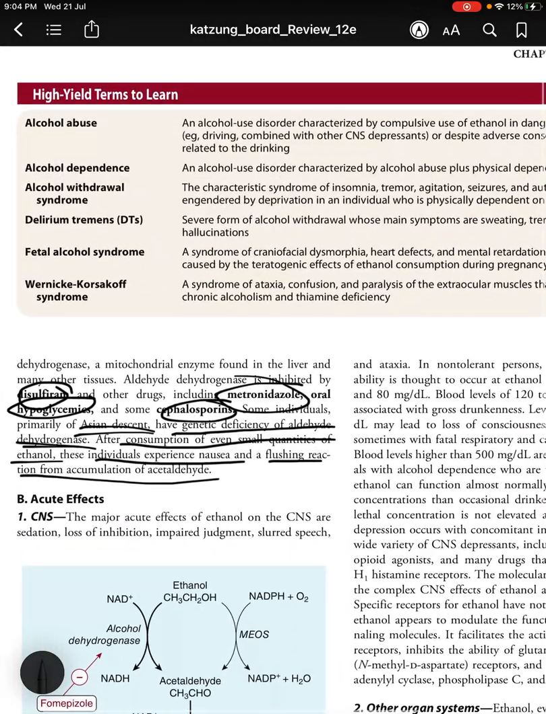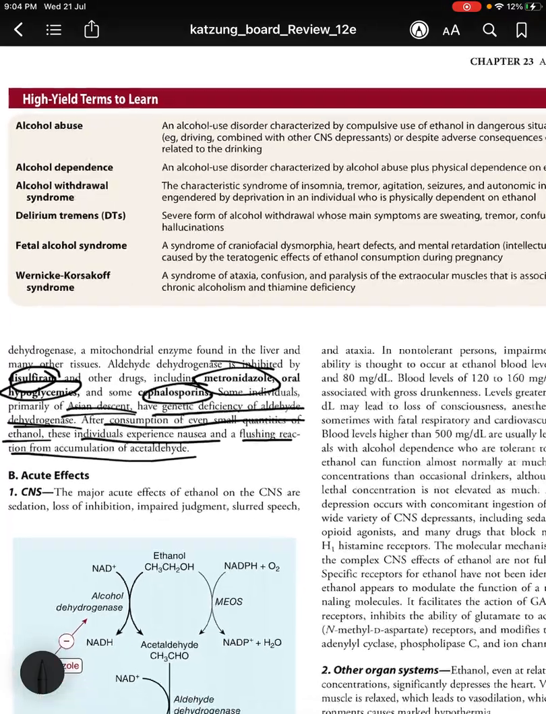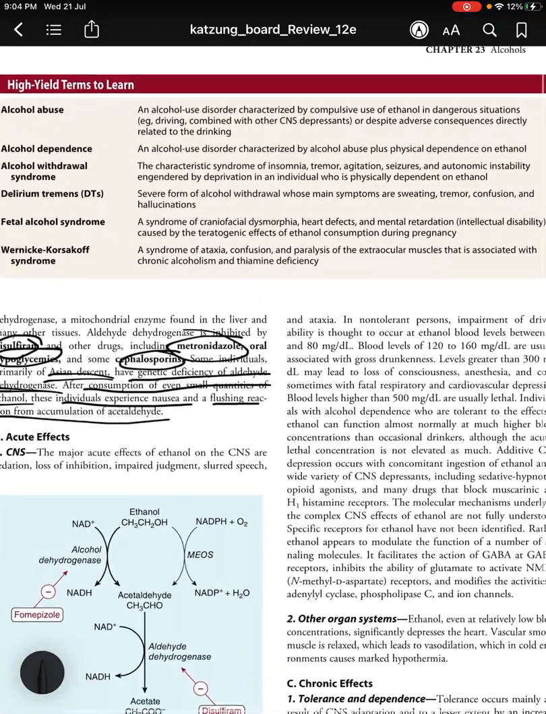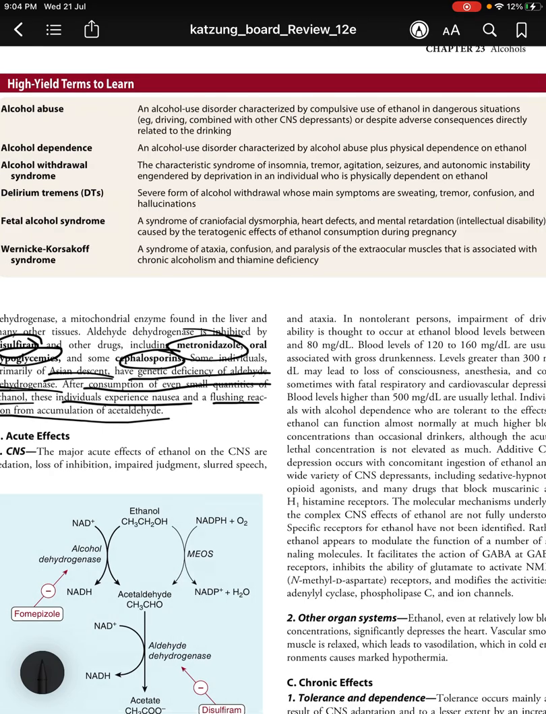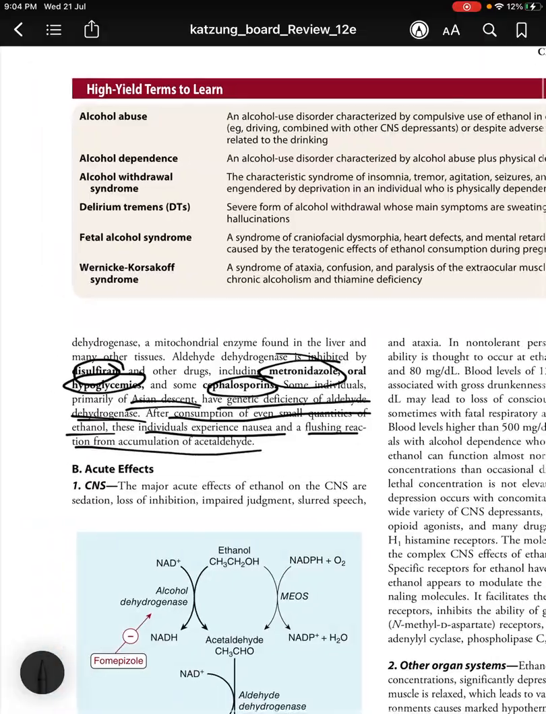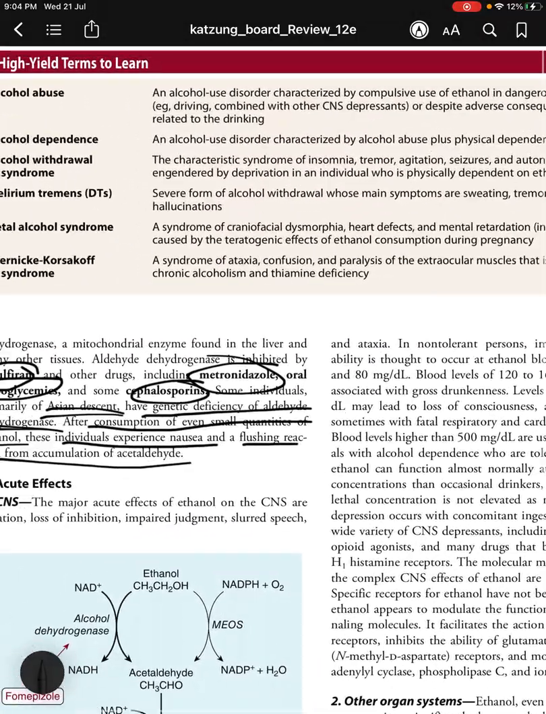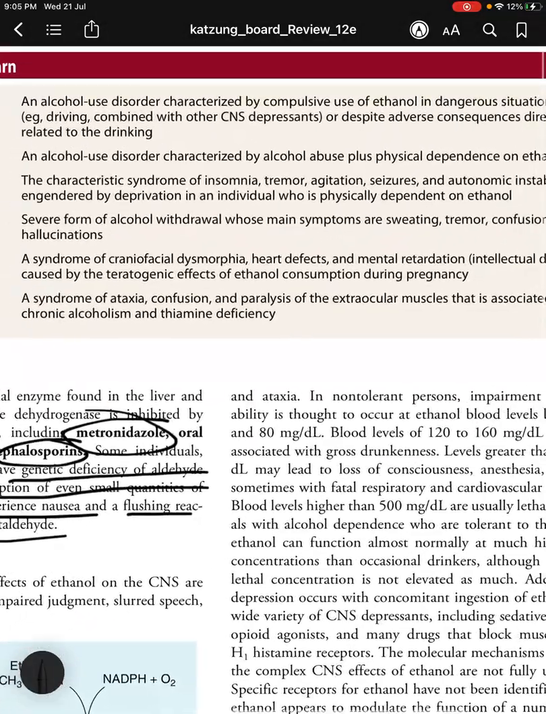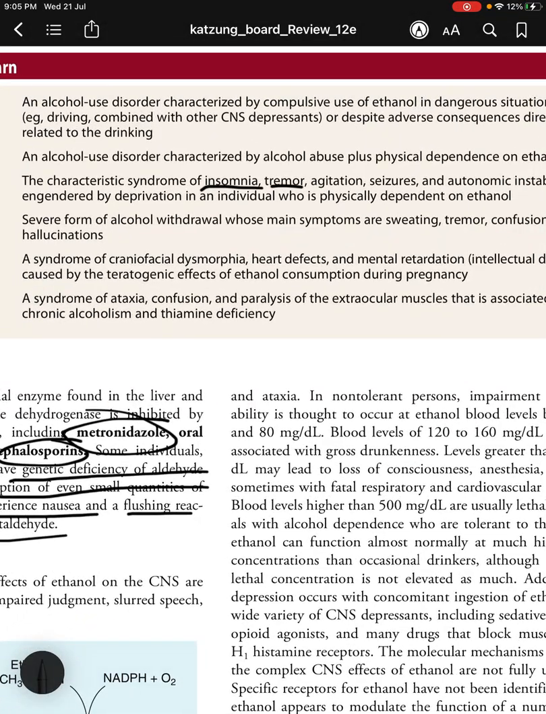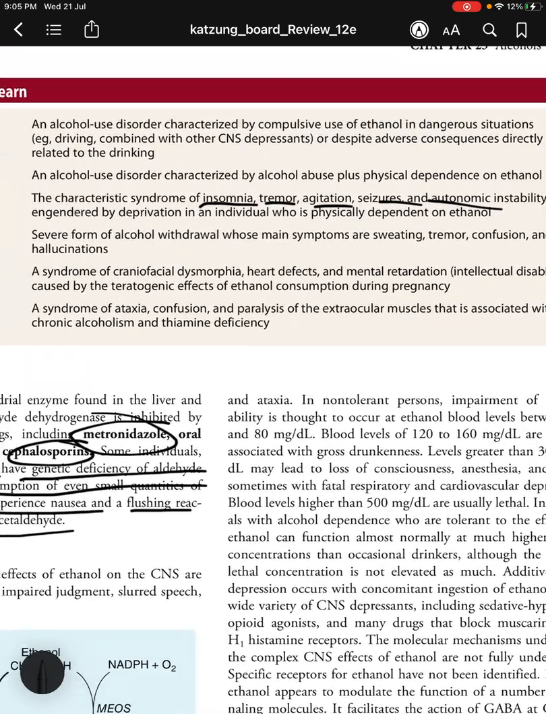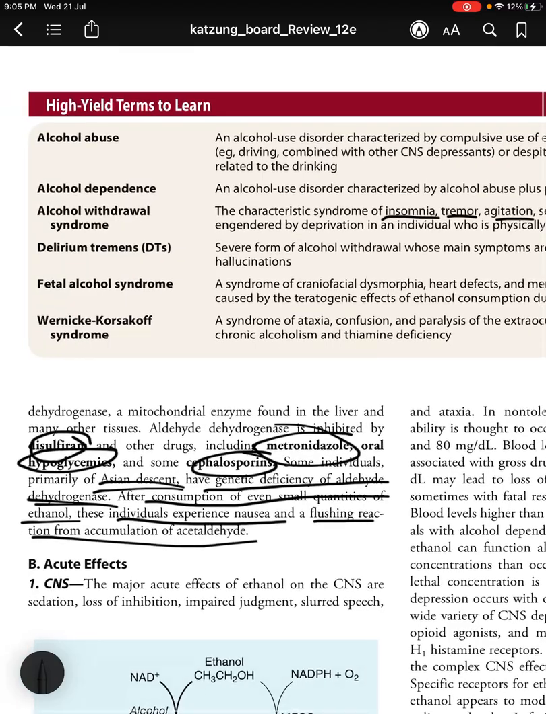Moving on to some high yield terms to learn. Alcohol abuse is an alcohol use disorder characterized by compulsive use of ethanol in dangerous situations, such as during driving or when combined with other CNS depressants or despite adverse consequences directly related to the drinking. Dependence is a disorder characterized by alcohol abuse plus physical dependence on ethanol. Alcohol withdrawal syndrome is a characteristic syndrome of insomnia, tremor, agitation, seizures, and autonomic instability engendered by deprivation in an individual who is physically dependent on ethanol.